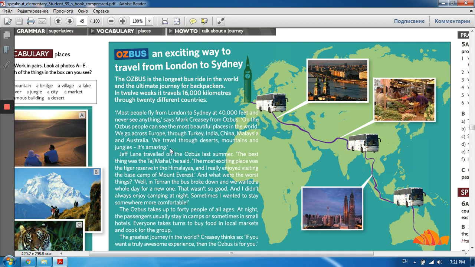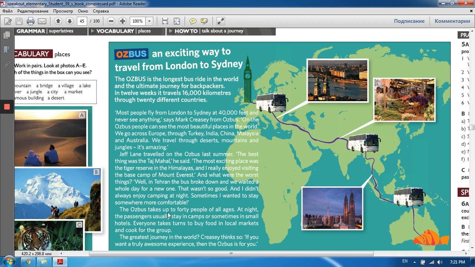It's amazing. Jeff Lane traveled on the Ozbus last summer. The best thing was the Taj Mahal, he said. The most exciting place was the tiger reserve in the Himalayas, and I really enjoyed visiting the base camp of Mount Everest. And what were the worst things? Well, in Tehran, the bus broke down, and we waited the whole day for a new one. That wasn't so good, and I didn't always enjoy camping at night. Sometimes I wanted to stay somewhere more comfortable.